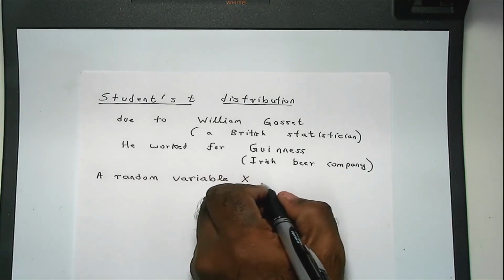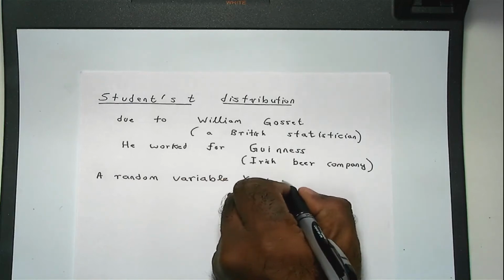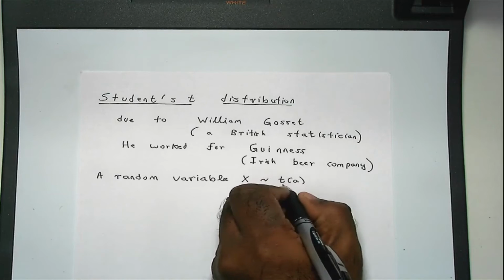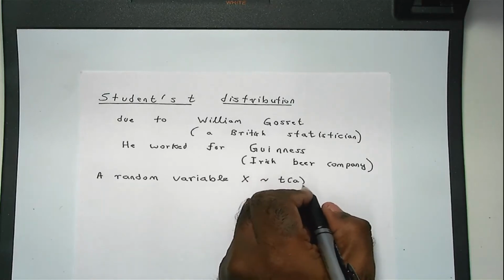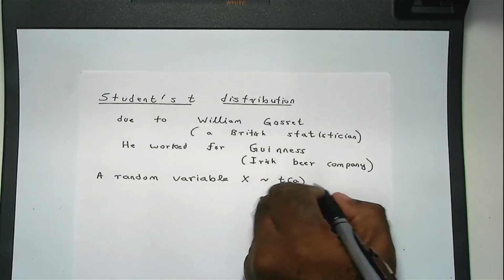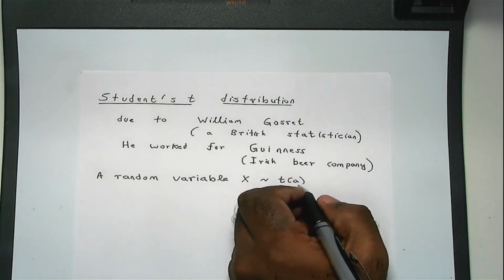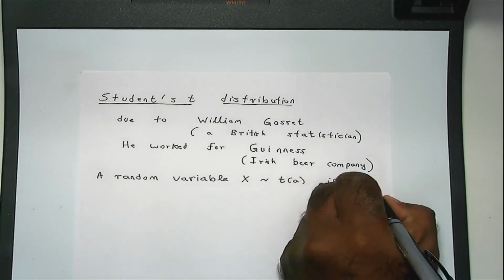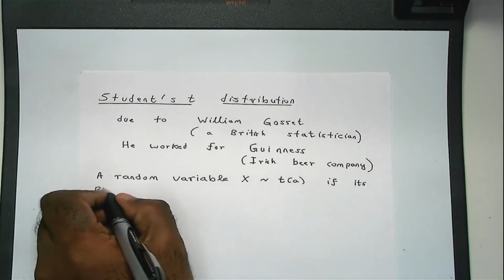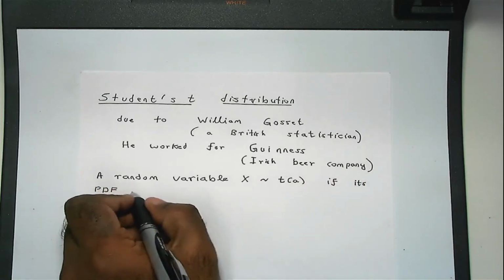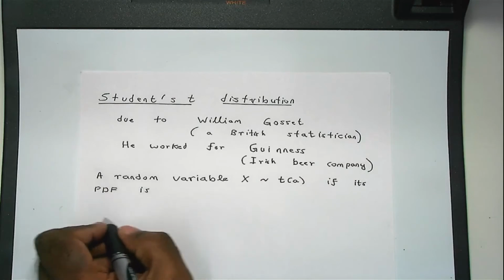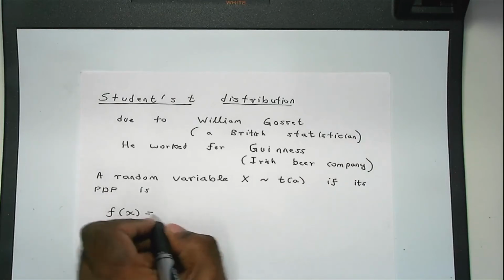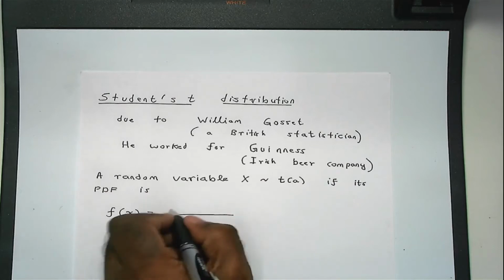A random variable x has the Student t distribution, which I will denote by the letter t. In brackets, A is the only parameter, which I will explain in a minute. The PDF of the Student t is given by the following.